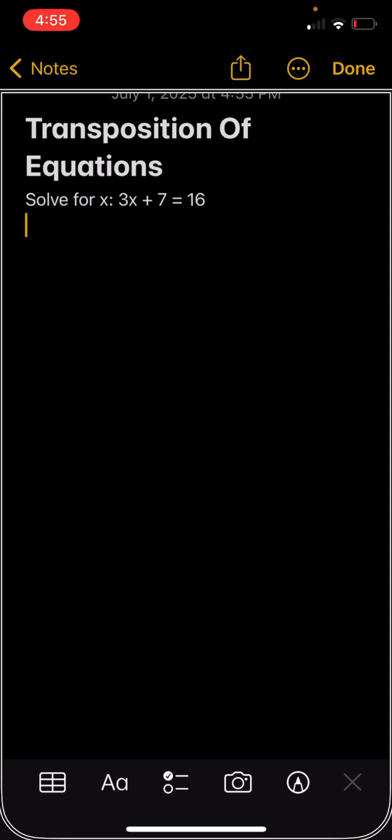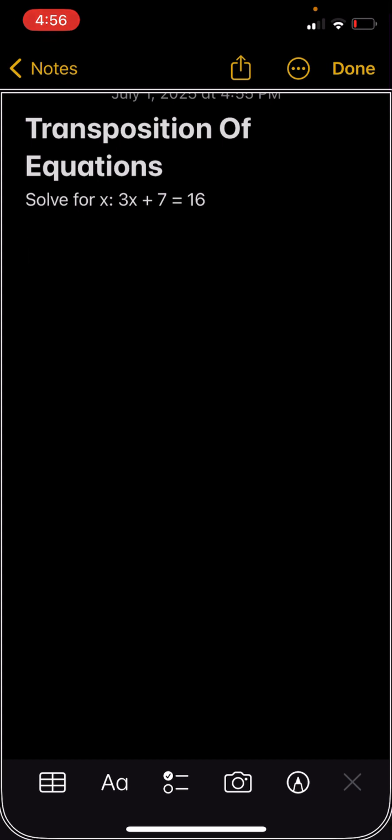The first one we're going to look at is 3x plus 7 is equal to 16. Now, when we transpose an equation, what we seek to do is to make one variable the subject of the formula. Here, we want to make x the subject of the formula. One thing to keep in mind is this: whenever we want to make a variable the subject of an equation or formula, that variable stands by itself. It isn't being multiplied or divided by anything, and you aren't adding or subtracting anything from it.